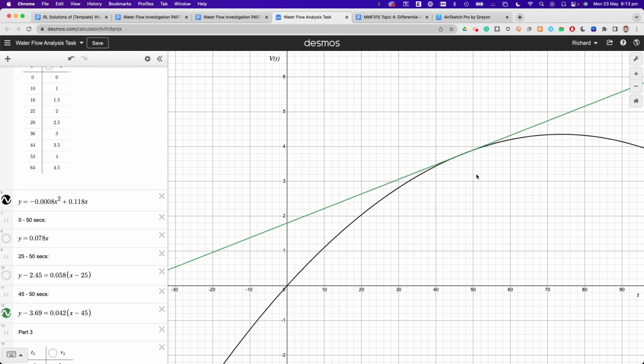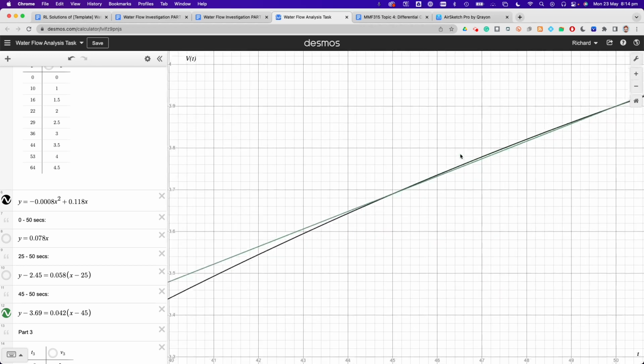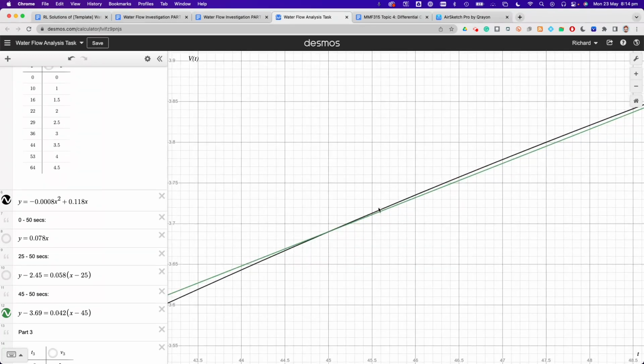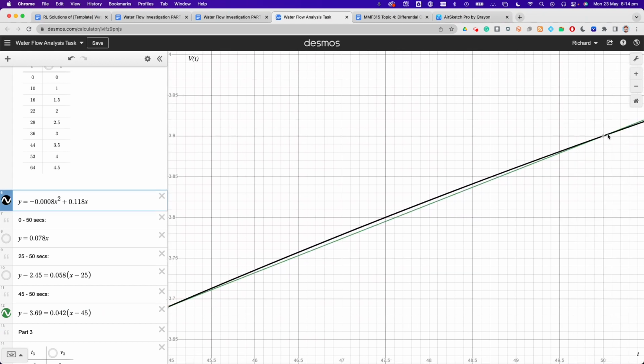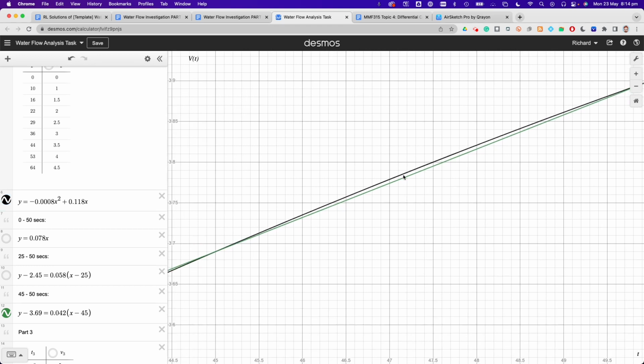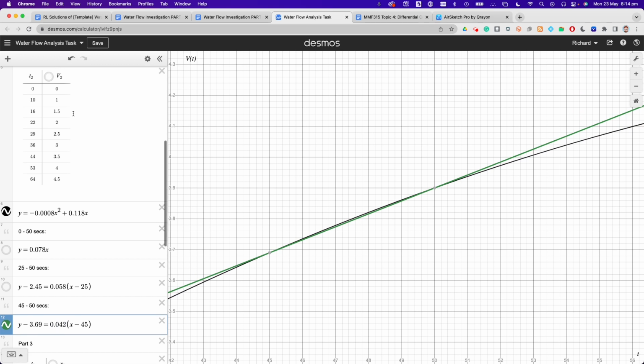And we can see here, we can't even see the difference between the curve and the straight line here. So I have to zoom in a fair whack. And now we can see there's a bit of a difference here. We've got this point of intersection here and this point of intersection here, but it's really close to the curve. So I think we'd agree that between 45 and 50 seconds, this gradient of 0.042 is really, really close.